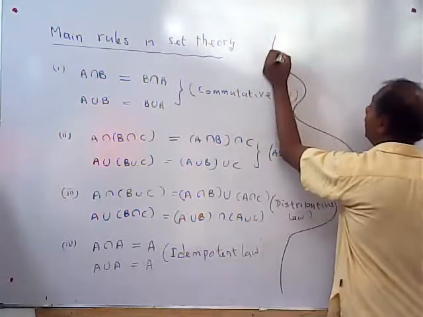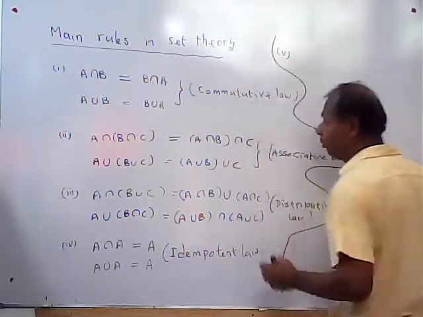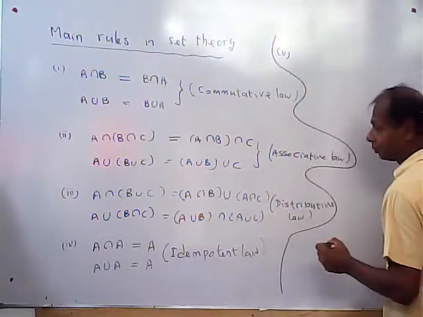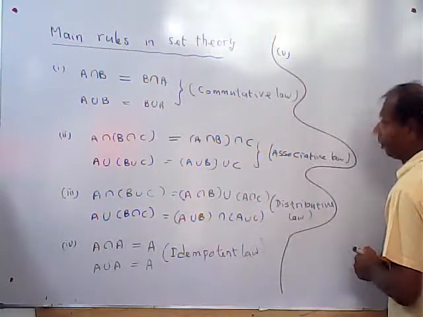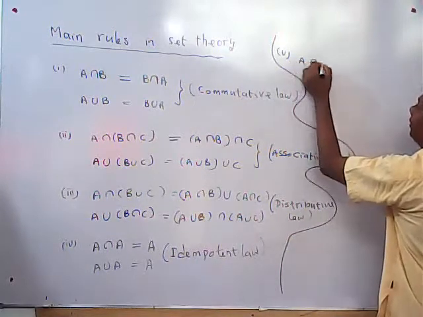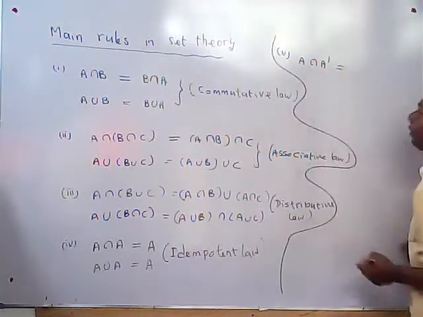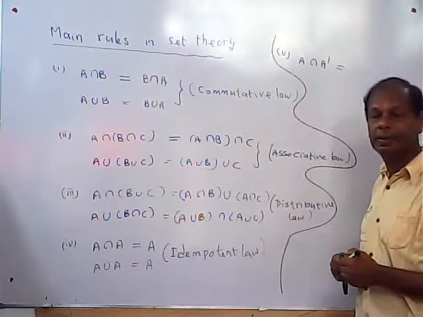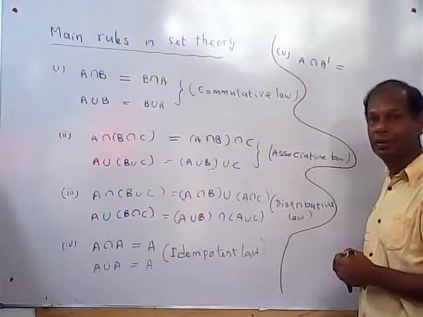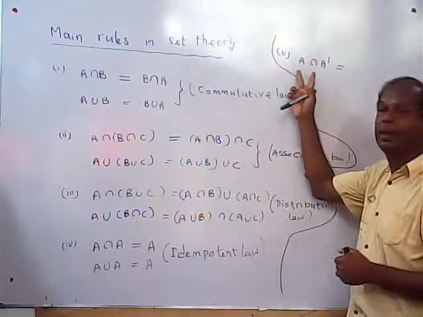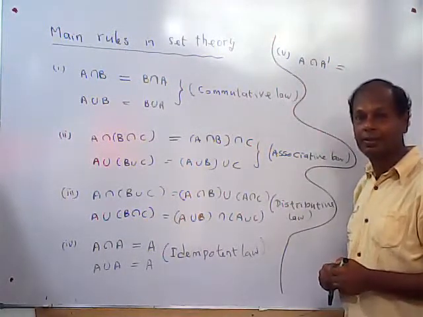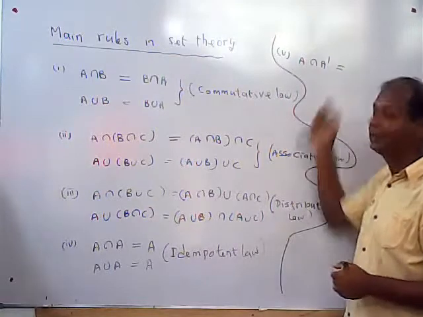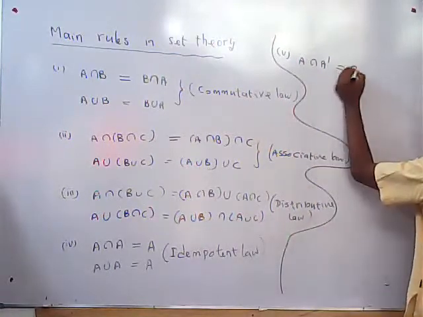Then complement laws. A intersection A dash. A intersection A dash produces what's in common to them? A and A dash. There's nothing. You take the intersection of A and A dash, it just gives the null set.